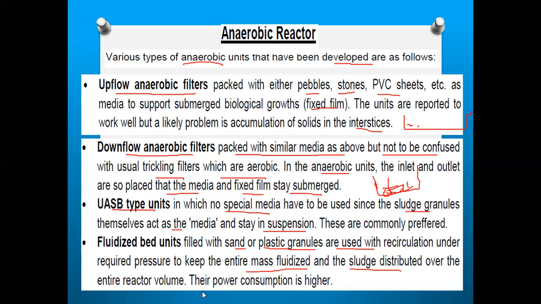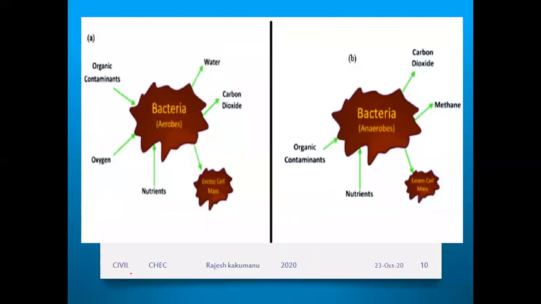Okay. Next, if you see the difference between the aerobic process and the anaerobic process: in aerobic, the bacteria is introduced. In anaerobic also, the bacteria is introduced. Here, what are the inputs? The organic contaminants, the oxygen, the nutrients. These three are the inputs for this bacteria. Then what is the output here? The water is output, the carbon dioxide is output, and the excess cell mass is the output.